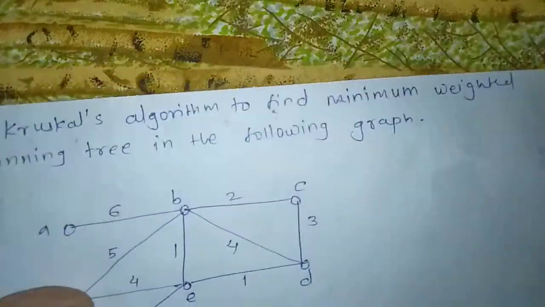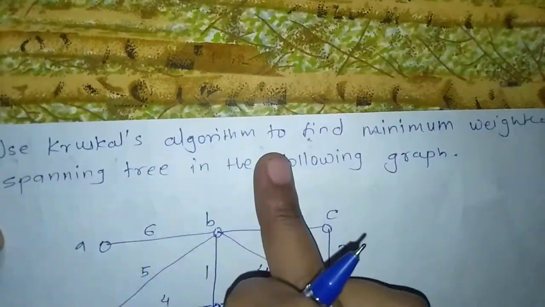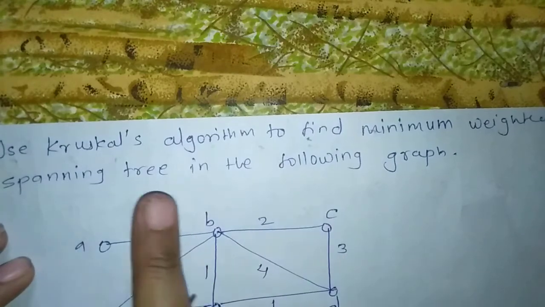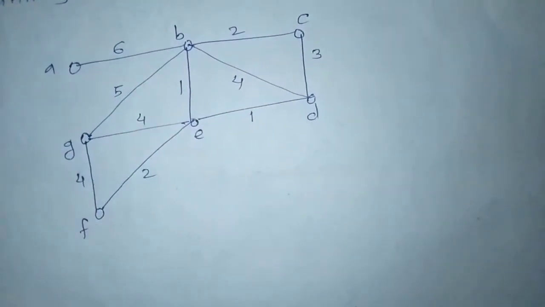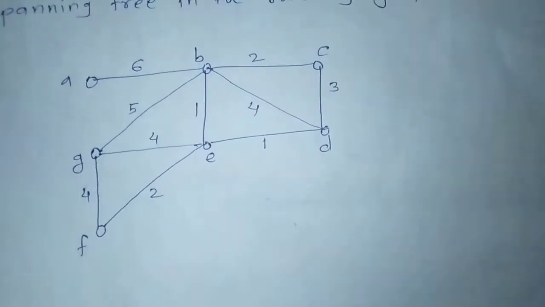Now next is your homework. Use Kruskal's algorithm to find minimum weighted spanning tree in the following graph. This is your graph, and find this spanning tree with minimum weight by using Kruskal's algorithm. Now next point, binary tree.